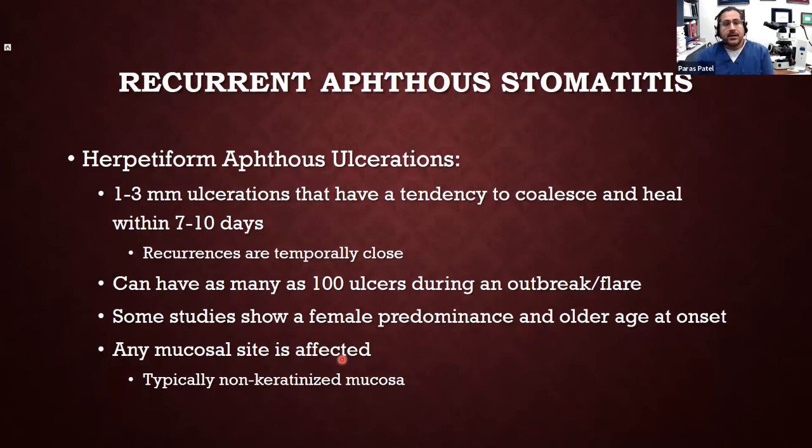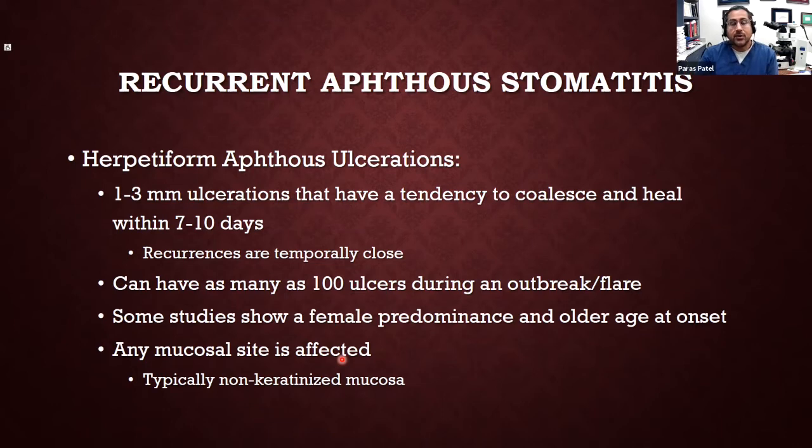Herpetiform is the one that's less likely. We don't often see these, but they're herpetiform because they kind of look like herpetic ulcerations, small punctate ulcerations, and sometimes a patient can have as many as 100 ulcers during an outbreak or a flare.